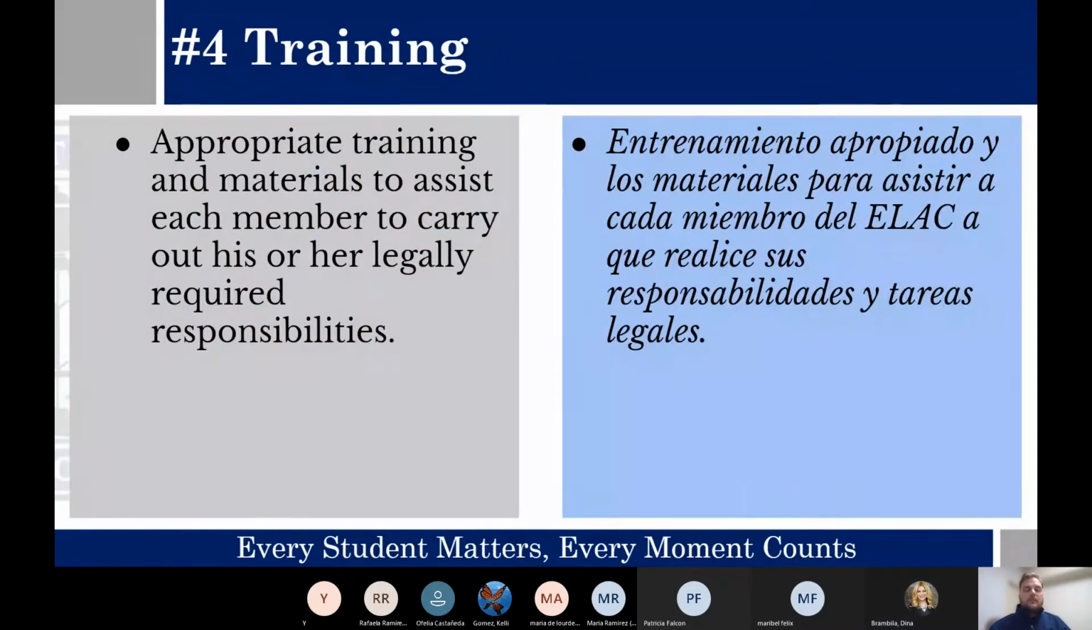And then training is the fourth responsibility, and appropriate training and materials to assist each member to carry out his or her legal required responsibilities, which is this meeting today. Otro de los requerimientos es entrenar, ¿verdad? Recibir un entrenamiento apropiado y que los materiales para asistir a cada miembro del comité de ELAC se realice y que sepan sus responsabilidades y tareas legales. So, esta junta, esta presentación es parte de este entrenamiento.